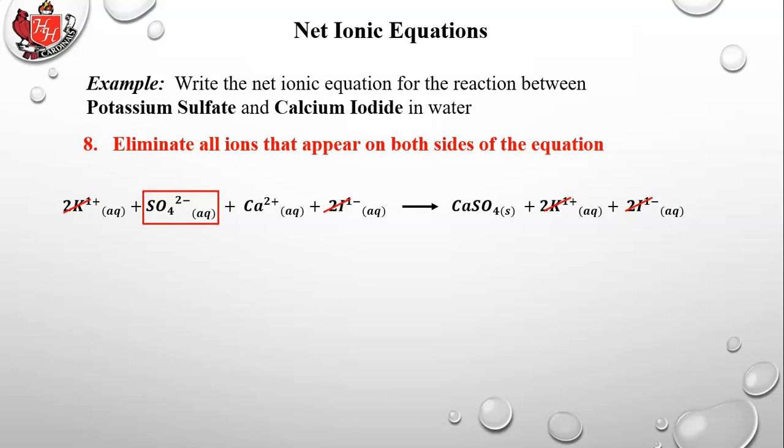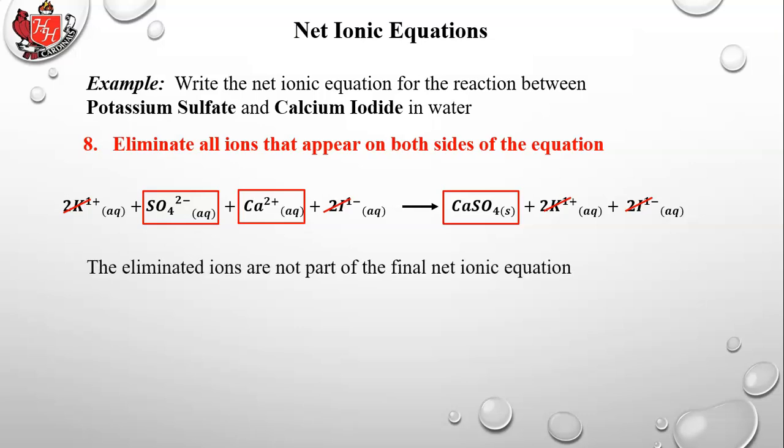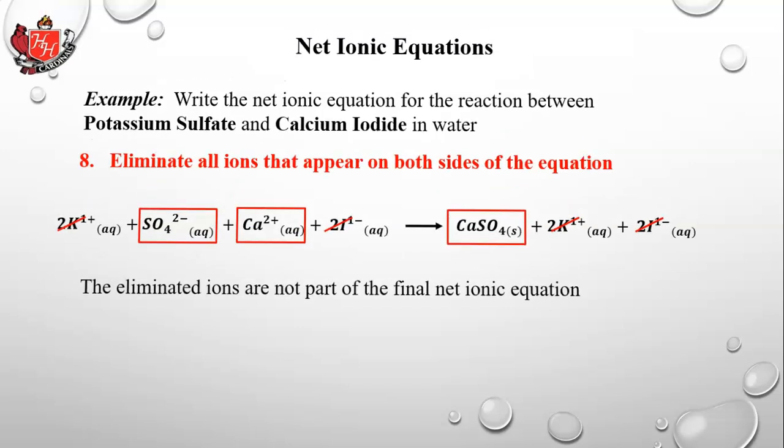Now, what did not get canceled out? Well, the sulfate on the left did not cancel out with anything on the right. The calcium on the left did not cancel out with anything on the right. And the CaSO4, which is our solid, did not cancel out with anything on the left. So those are the only compounds or elements that appear in our net ionic equation. We got rid of all the things that aren't participants. They're called spectators. 2K1+, 2I1- are called spectator ions because they just sit off to the side and watch the reaction take place. So the eliminated ions are not part of the final net ionic equation.